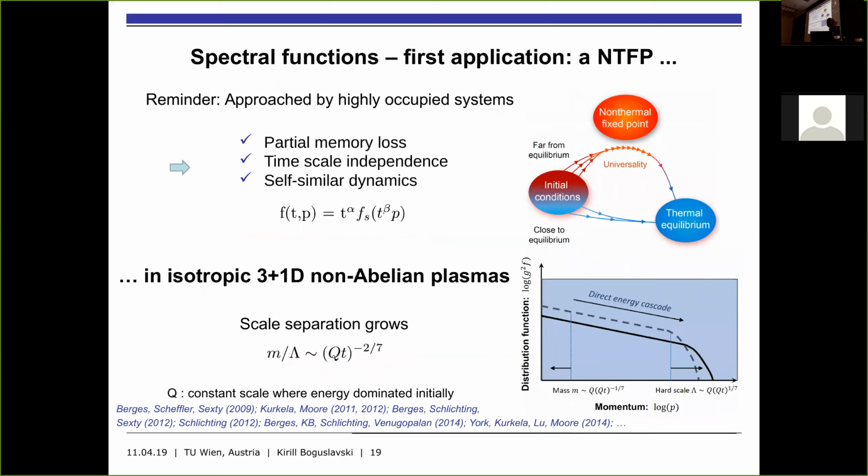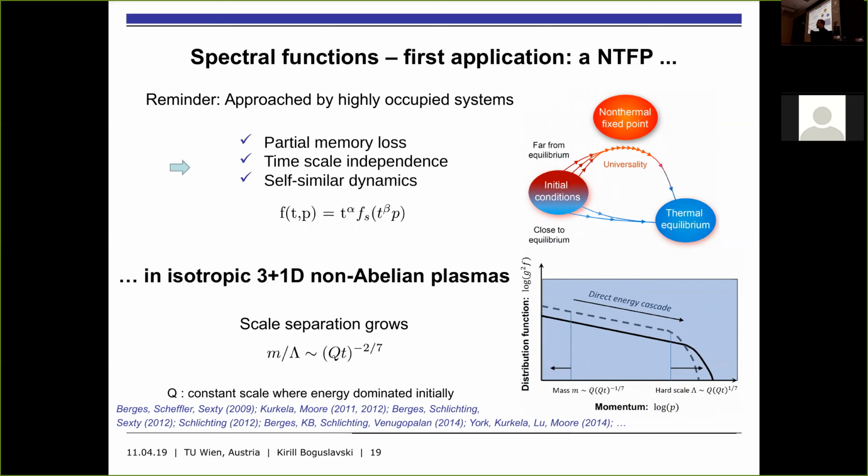So just a reminder here: non-thermal fixed points. What you're looking at is now non-ideal plasmas, where you have this kind of energy cascade, where energy goes to higher and higher momenta, basically. You have a cascading picture, and this will be our testing system, basically.